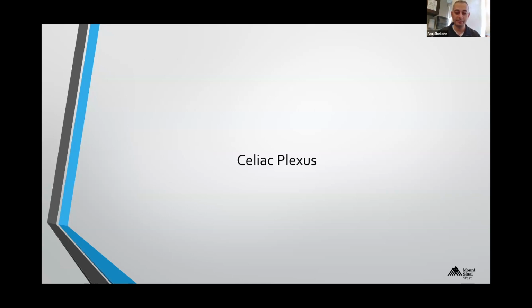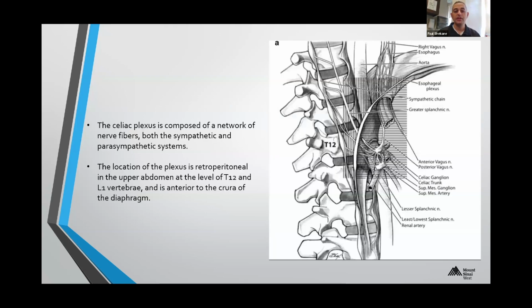Let's start with the celiac plexus block. The celiac plexus is composed of the greater, lesser, and least splanchnic nerves, where they coalesce anterior to the diaphragm to form the celiac plexus. The location of the plexus is usually at the inferior portion of T12 and the superior portion of L1, where they coalesce anterior to the crura of the diaphragm.